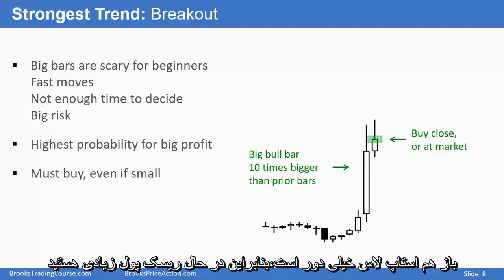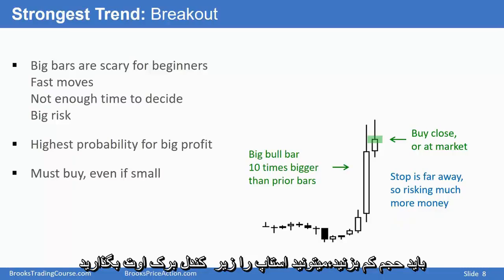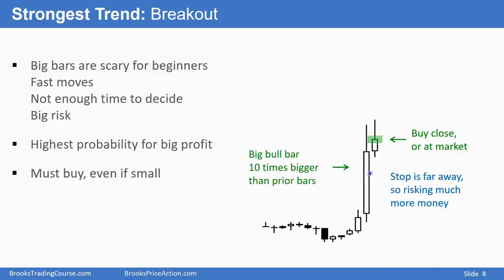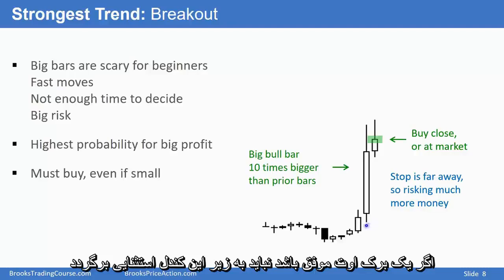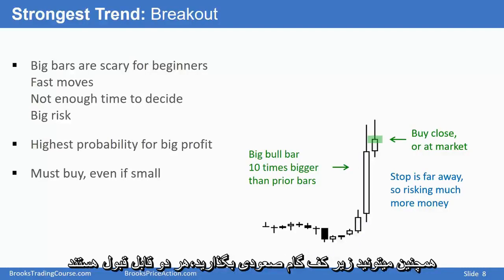Again, stop is far away, so you're risking a lot more money. You have to trade smaller. You can put your stop below the breakout bar. If this is going to be a successful breakout, it should not trade below such an exceptional bar. You could also put it below the entire bull leg.